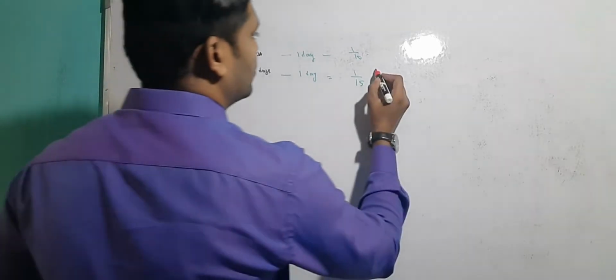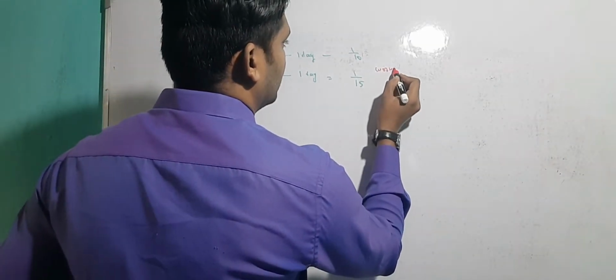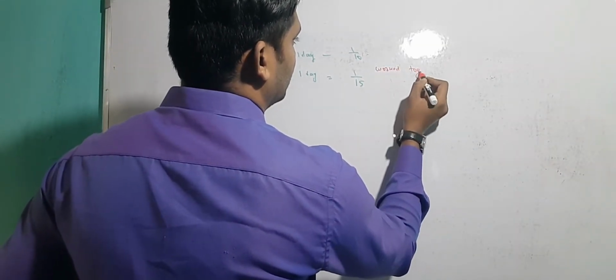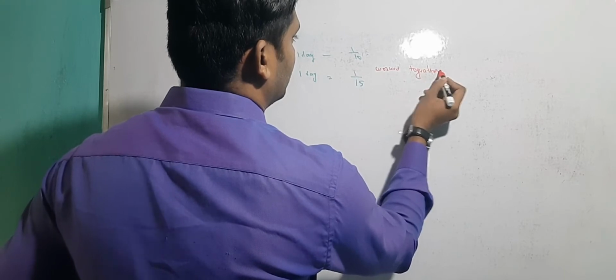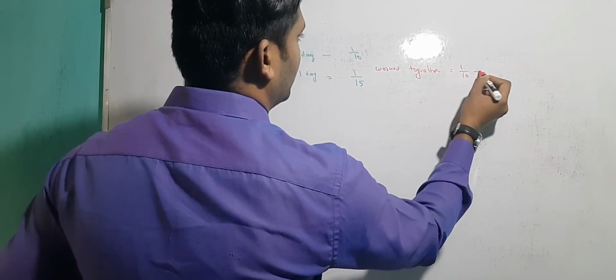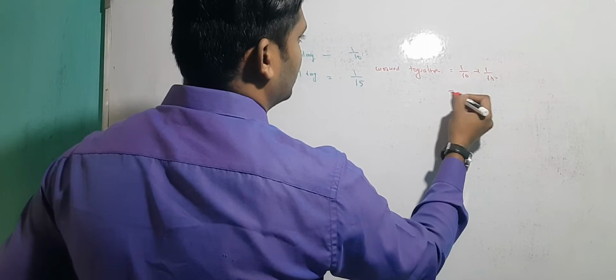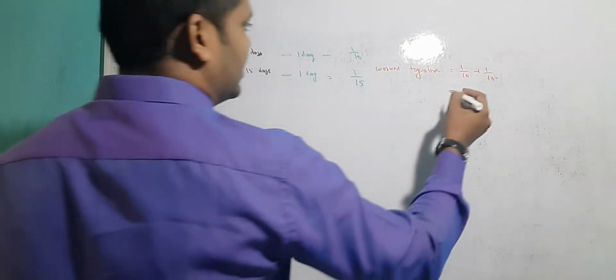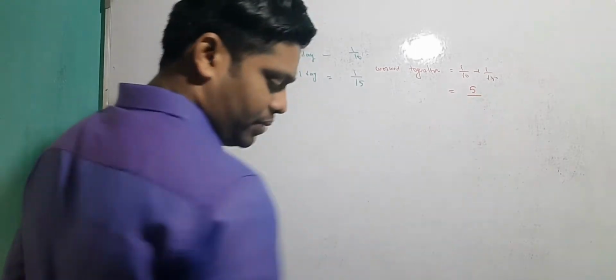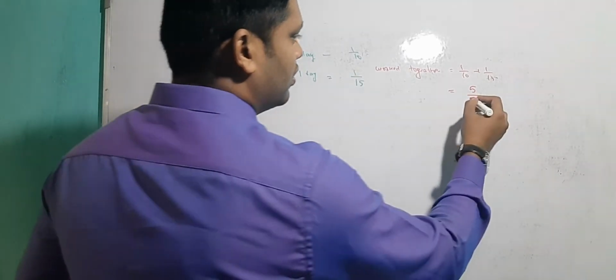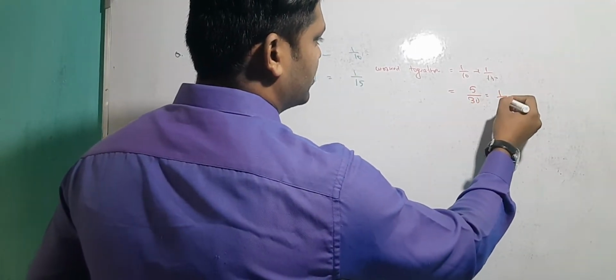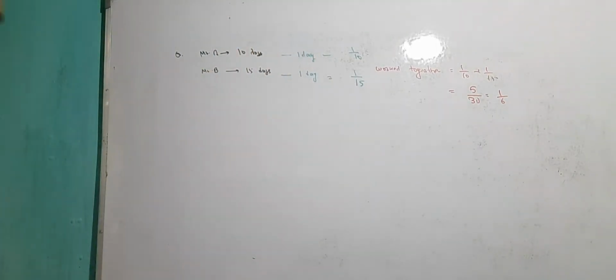Together worked. So how much? 1 by 10 plus 1 by 15. So how much will it be? Take out the LCM, it will be 5 by 30, and when you cancel it, it will be 1 by 6, clear? So this much of the work they can do when they are together.